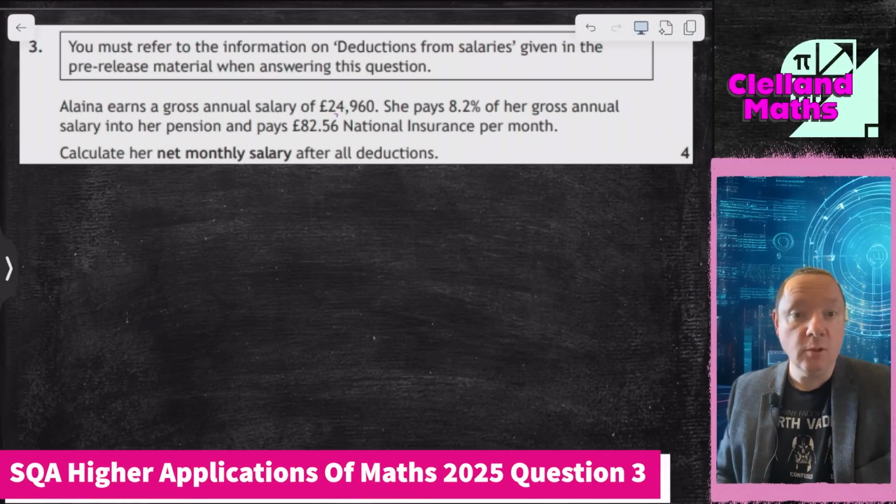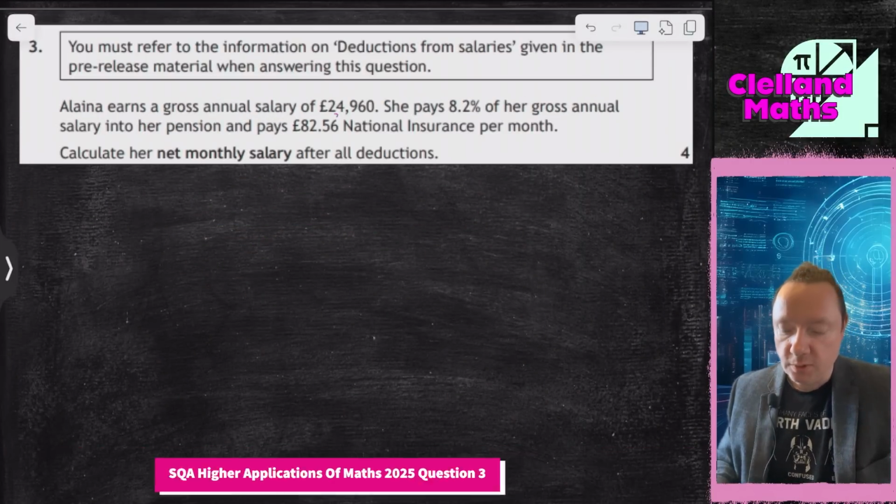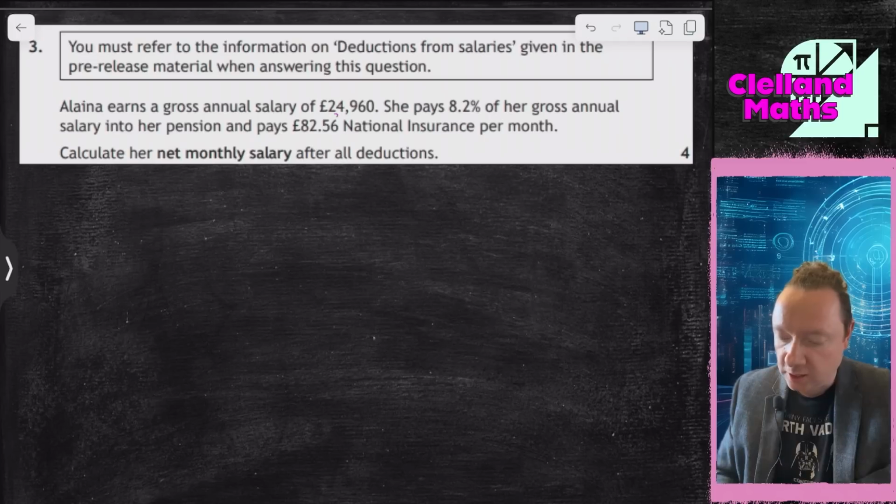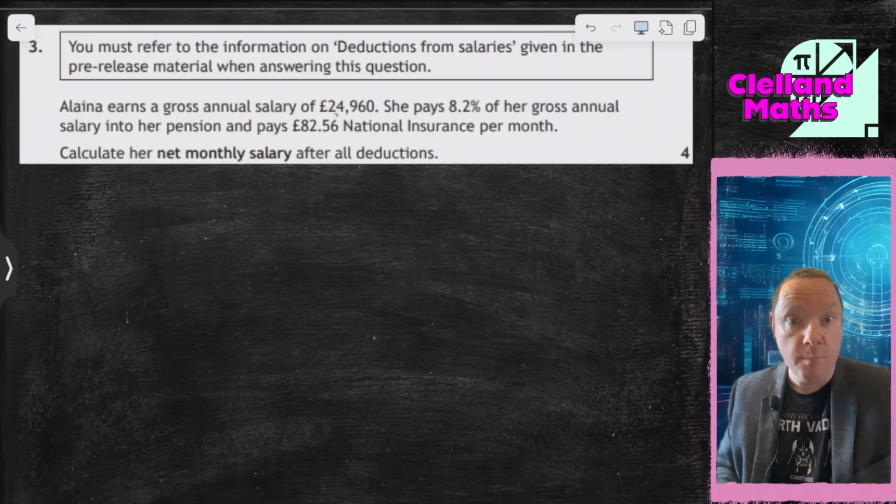SQA Higher Applications of Maths 2025 question 3. You need to refer to deductions from salaries. Elena earns a gross annual salary of 24,960, pays 8.2% of her gross annual into her pension, and pays 82.56 national insurance per month. What is her net monthly salary?